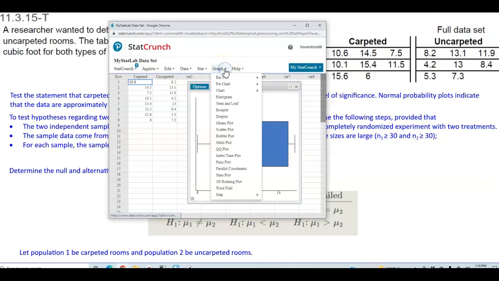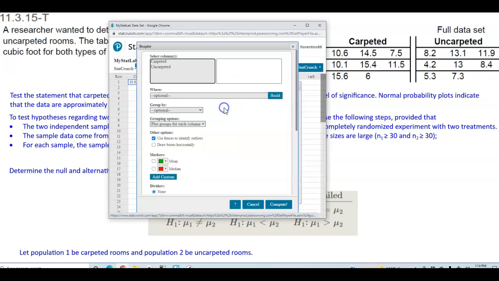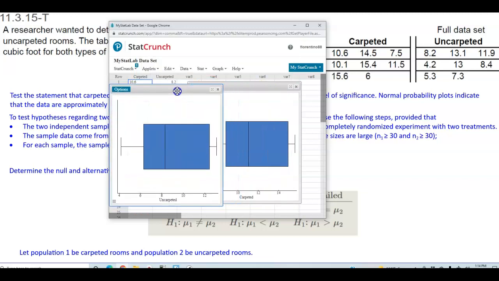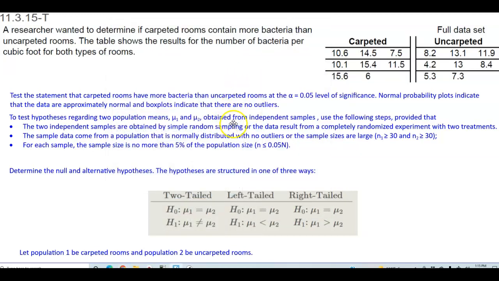And then likewise, let's go back down and select box plot again. We're going to do the uncarpeted, draw the boxes horizontally, compute, and we can see here that this also does not contain any outliers. So that tells us and proves to us that the hypothesis test is going to be able to follow the guidelines.